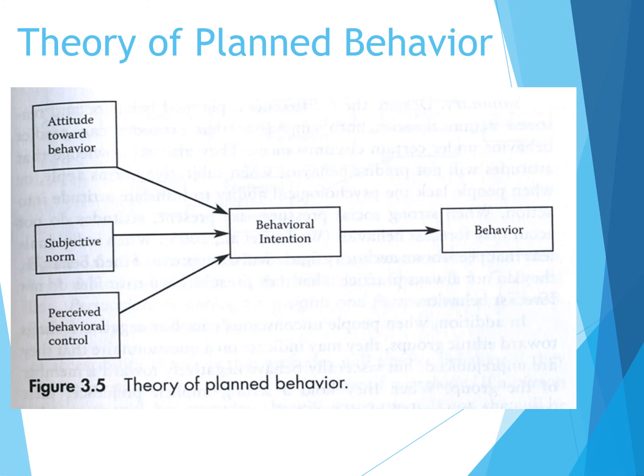Now, as you can see, here is a model of the theory of planned behavior. You see up here in the left top of the model in figure 3.5 that you have an attitude towards the behavior, and then you have the subjective norms of your social group or whatever community you identify strongly with, and then you have your perceived behavioral control. And then all of these things together contribute to behavioral intention, which according to the model should influence behavior.